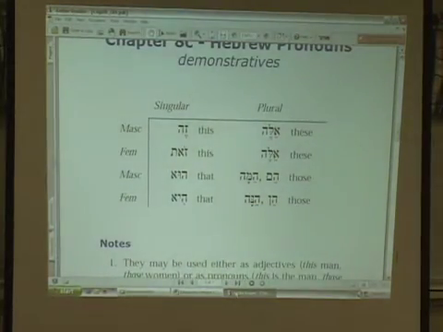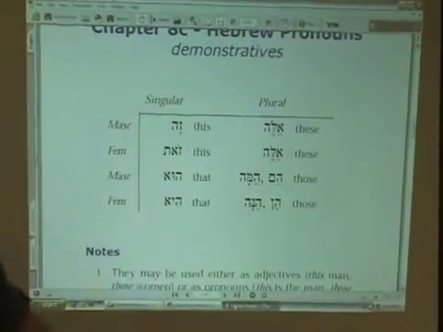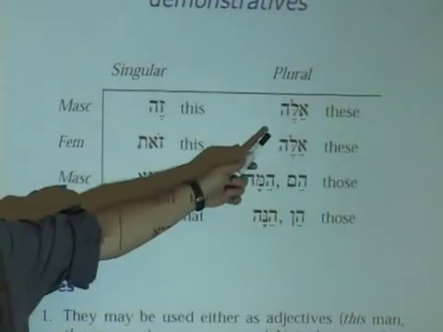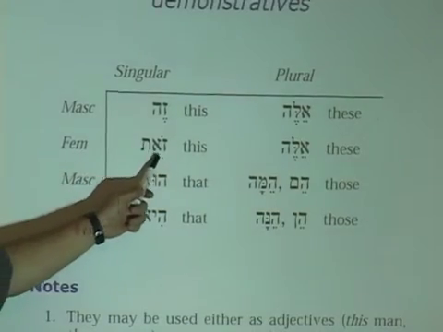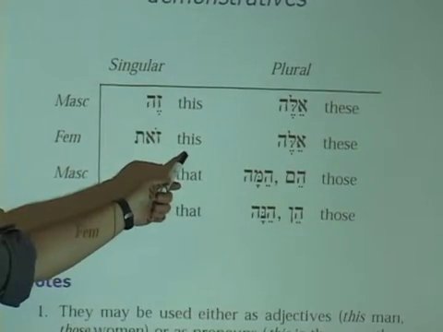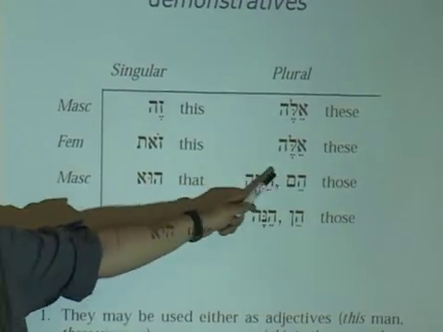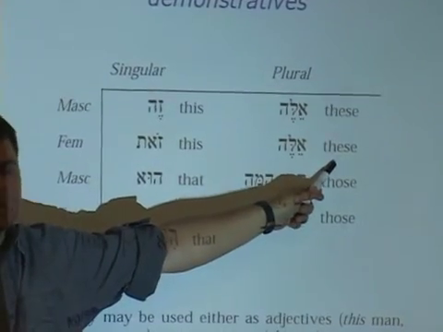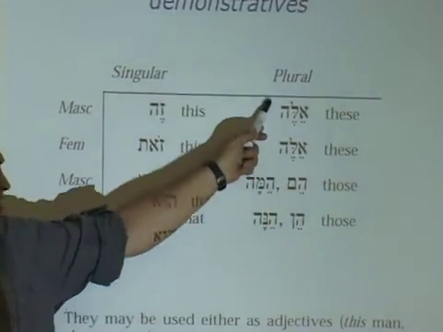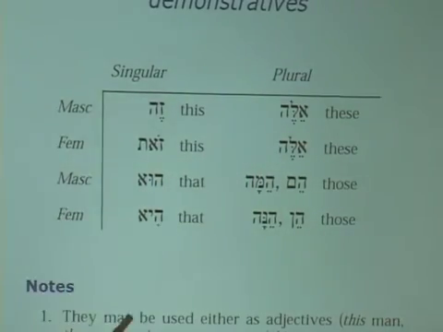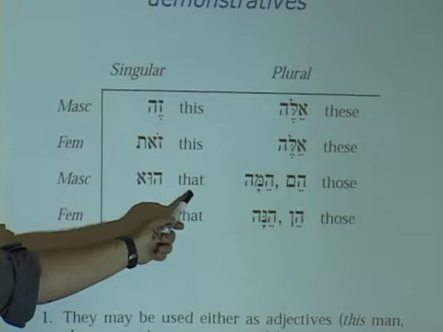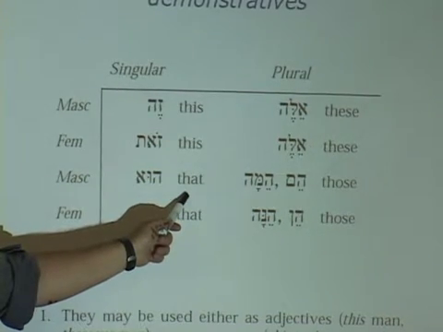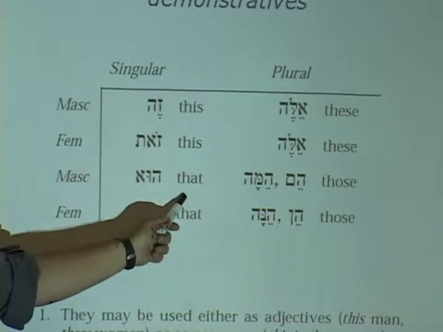These are the demonstratives. Zeh, this, plural will be elech, these. Feminine, zot, for this, let's say this woman, zot. Elech is these women. See, elech is the same for feminine and masculine. Hu means that. Remember, what else does it mean? Who is he? Or in this instance, it's that.